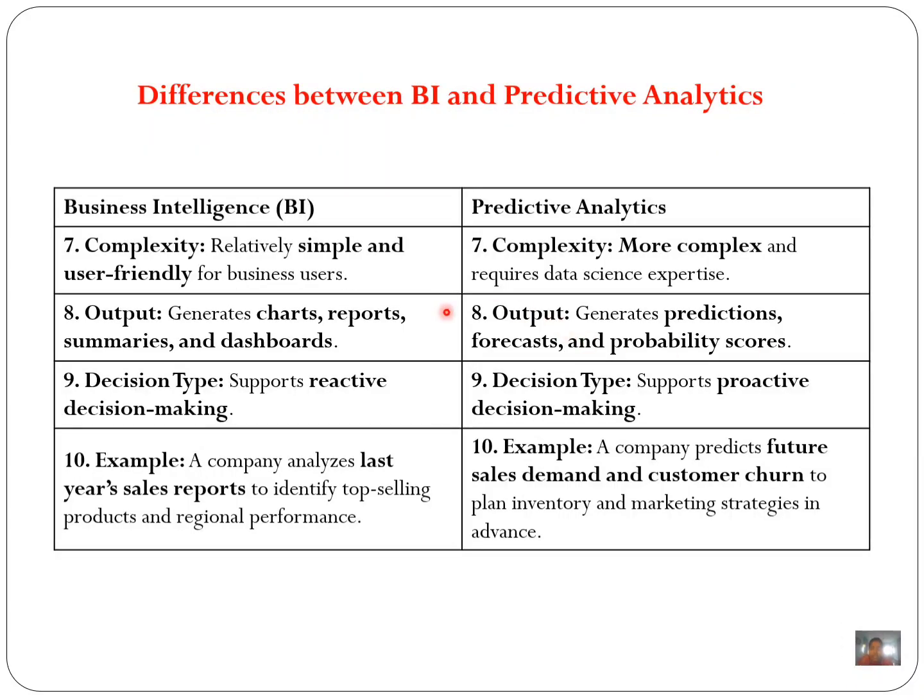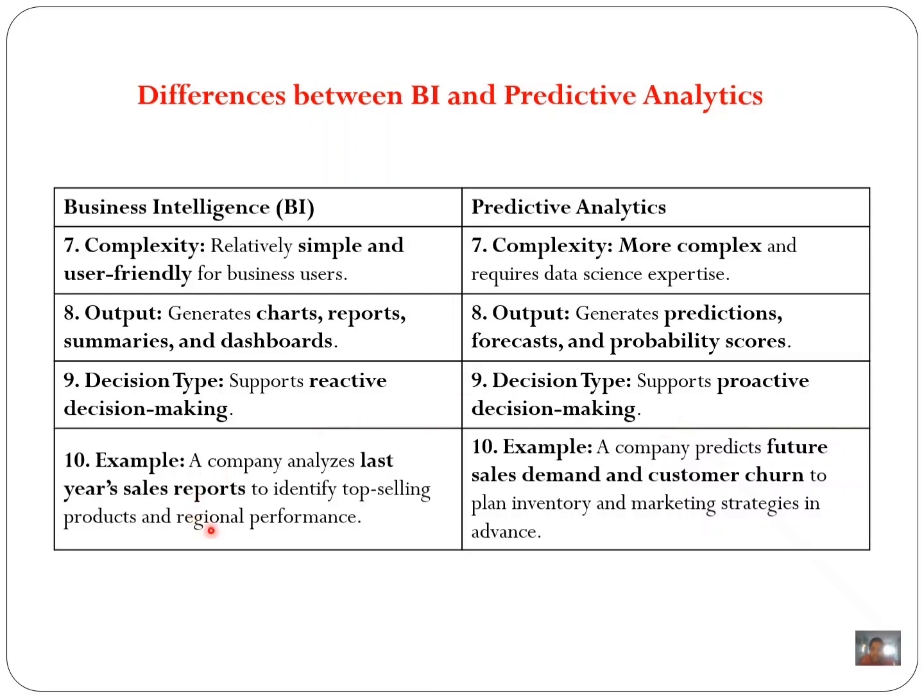And next, coming to the complexity, business intelligence is relatively simple and user-friendly for business users. Predictive analytics is more complex and it requires data science expertise because clean data only gives accurate future predictions. Business intelligence generates the charts, reports, summaries, and dashboards. Predictive analytics generates predictions, forecasts, and probability scores. It supports reactive decision making, whereas predictive analytics supports proactive decision making. That means we can take the decisions now itself for the future.